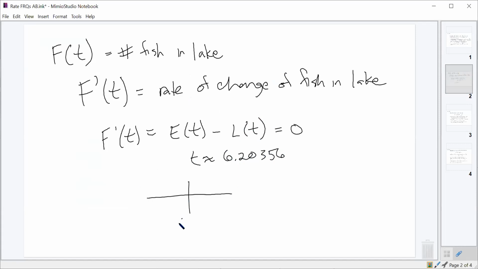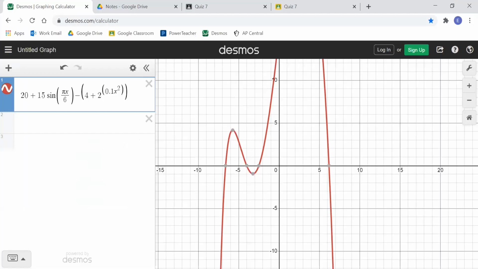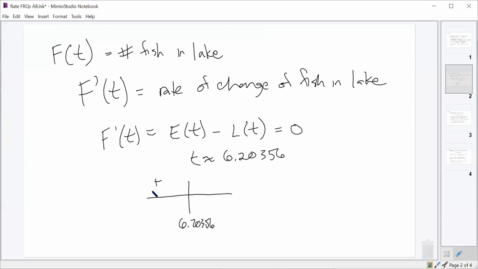And you would put that on a sign chart. And since you'd be looking at the graph, and I've got the graph up here in Desmos for us to look at, this is the graph of that function. We know that to the left of that, this E of t minus L of t function, the derivative of f, is positive, and to the right of that intercept, it's negative. So that tells us that we have a local max at 6.20356.